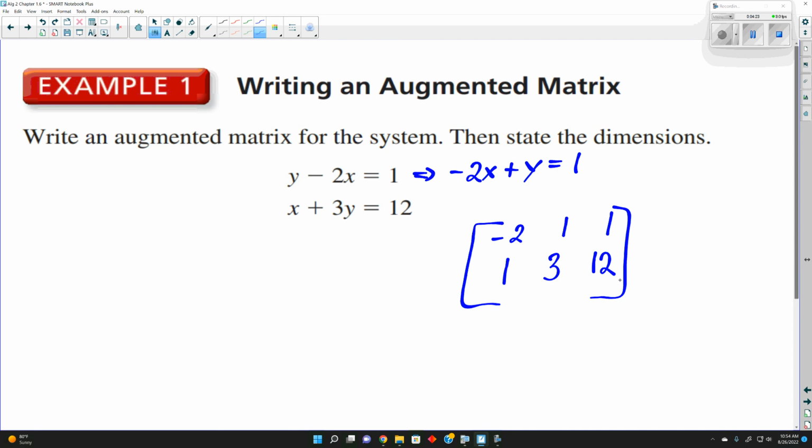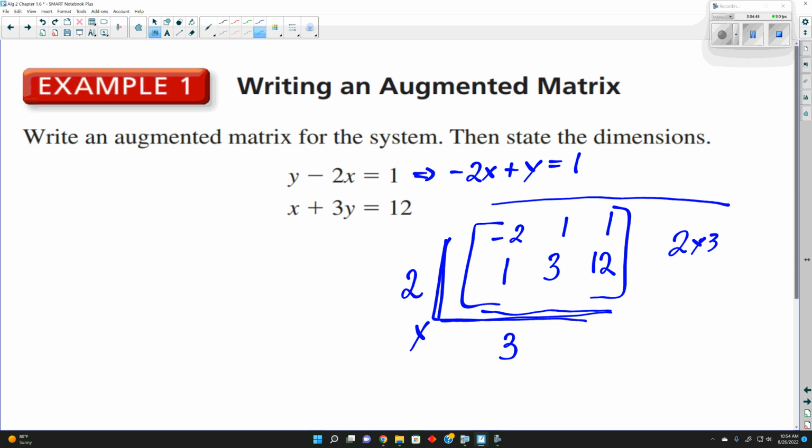Now we do need to state the dimensions. We'll use the calculator in a minute. So the dimensions for this are going to be what? Down by over. So how many rows do we have? How many columns? We got 1, 2, 3. So this matrix is a 2 by 3. Questions on this here? Be ready for the next one.